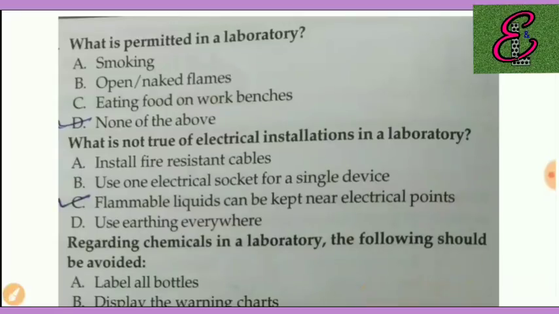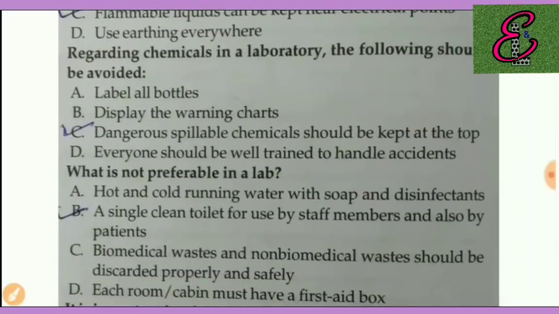The next question, regarding chemicals in laboratory, the following should be avoided. The answer is dangerous spillage. Dangerous spillable chemicals should be kept at the top.